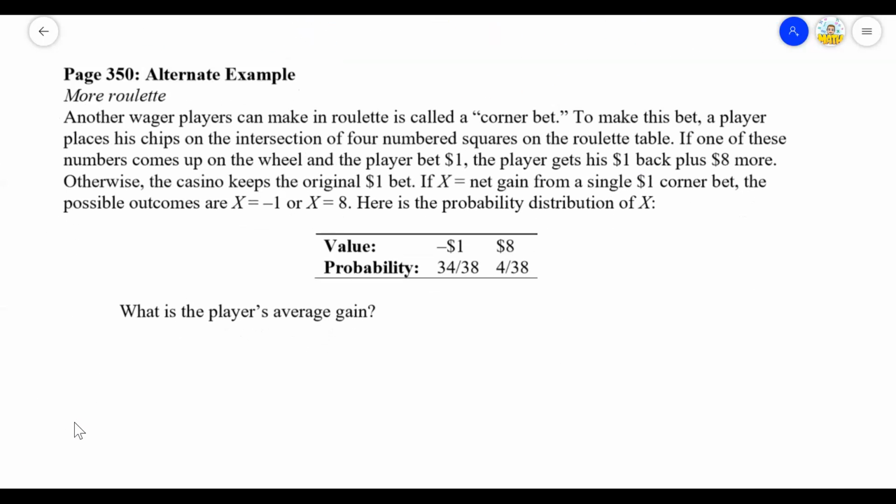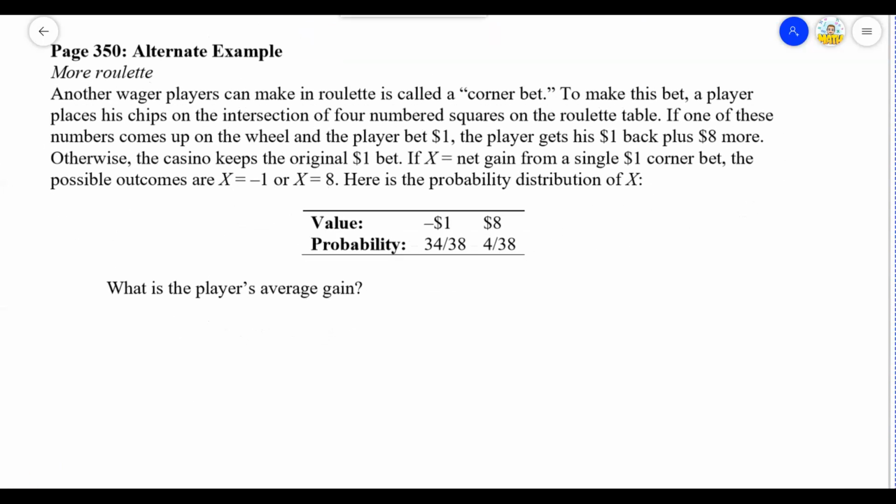Okay. So now I want to show you how we can use the calculator for this. What is the player's average gain? And we'll get the standard deviation as well. So we know to find that average gain, we would just take the -1, the $1 you lose, which is going to happen 34 out of 38 times on this roulette wheel. This is a corner bet.